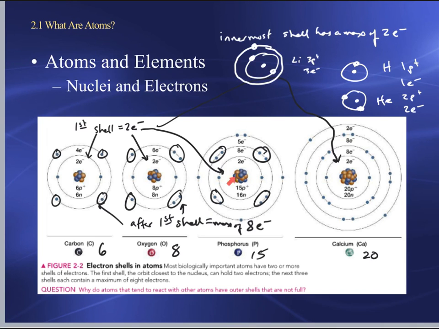So it had 2 in the first shell, 8, which would give it a total of 10, which means the next 5 are going in the shell after that. So notice, after the first shell, at least for our purposes in biology class, the inner one holds 2, and then everyone after that holds a maximum of 8 electrons. Then we've got calcium: 2 in the middle, 8, another 8, and then 2 more. There's actually a special way that these electrons pair up together, but we'll talk about that more later on.